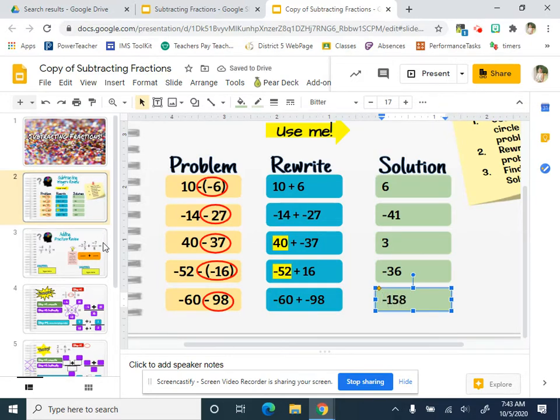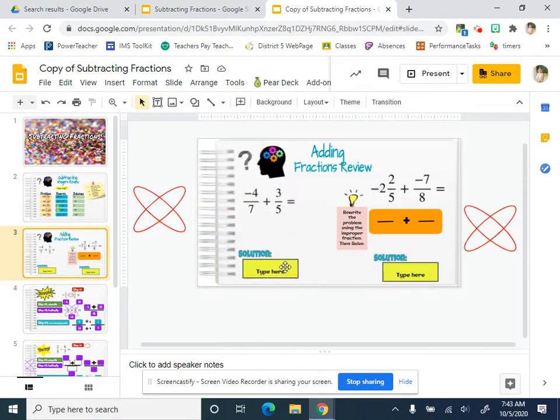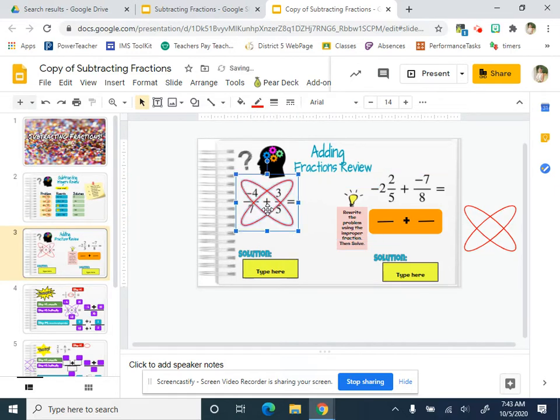Okay, going on to slide 3. Let me zoom out so we can see. Okay, so we're adding fractions. So when we're adding fractions, what method do we use? We use the butterfly method. So we're going to drag our butterfly over the problem. Okay, now you might have to have some pencil and paper out, or you can just open a text box.